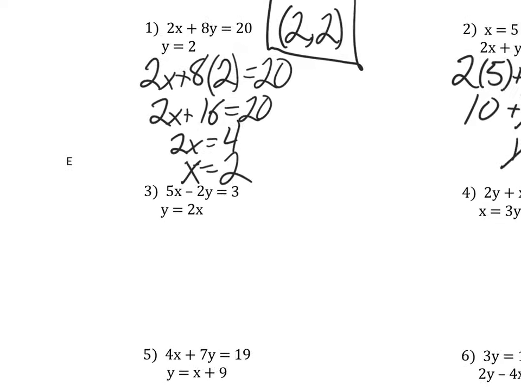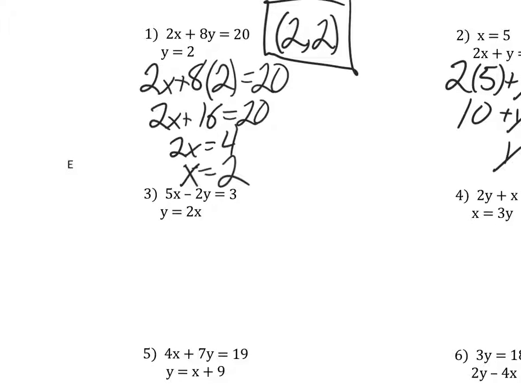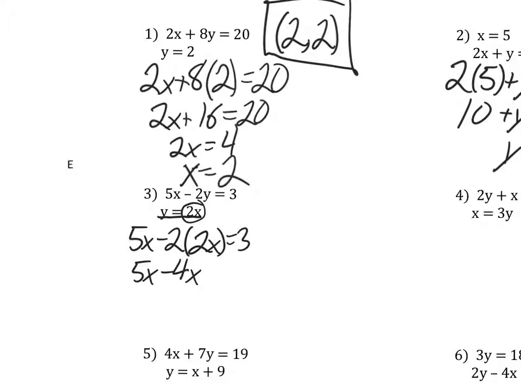My next one. So now it's a little bit harder. I don't just have a number for one of them. I have an equation. So I think it's going to be easier to substitute this into my first equation. So I have 5x minus 2, instead of y, I'm going to write everything over here. So 2x equals 3. So now we're just solving this like a normal equation. So 5x minus 4x, because I have to multiply first, equals 3. 5x minus 4x is 1x, so x equals 3.